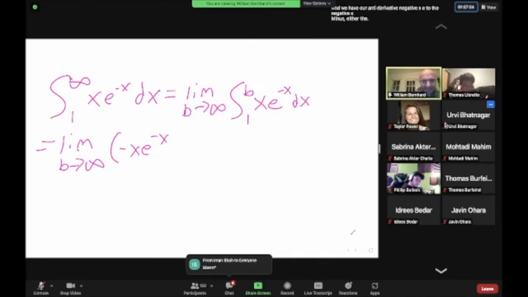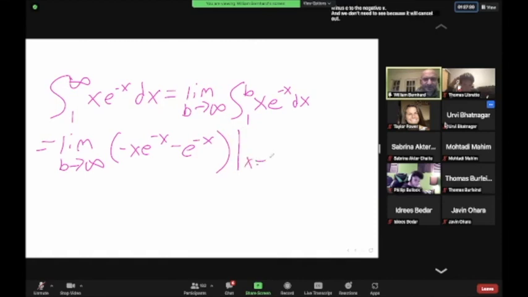minus e to the negative x. And we don't need the plus c because it'll cancel out. And we're going from x equal 1 to x equal to b.